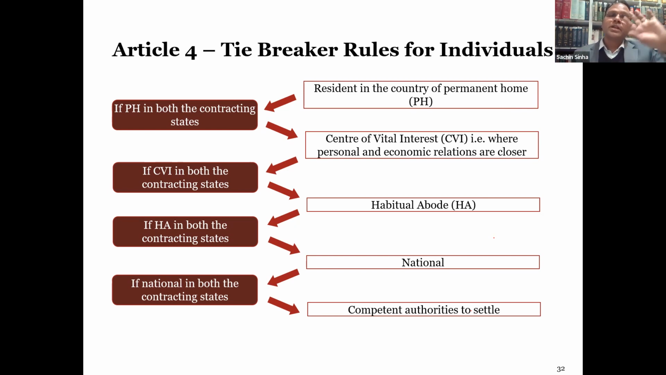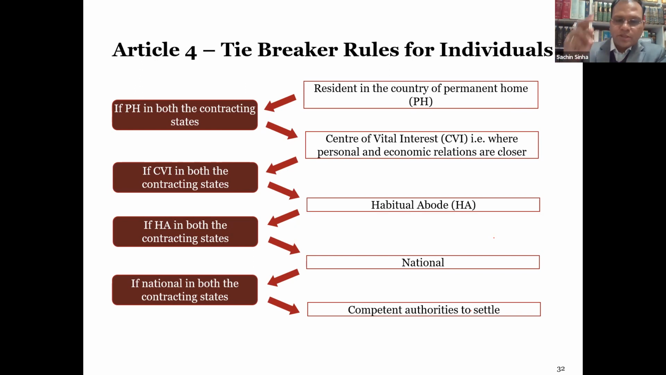But assuming that person has a centre of vital interest in both the countries, then of course this test will not be satisfied. Then we come to habitual abode, and then the nationality. So this is the way we need to test whether the person is a resident of India.